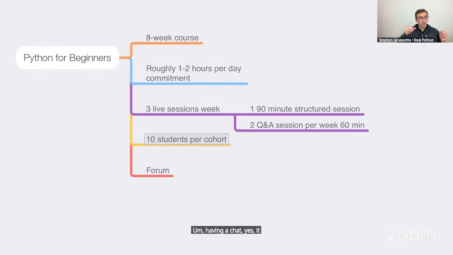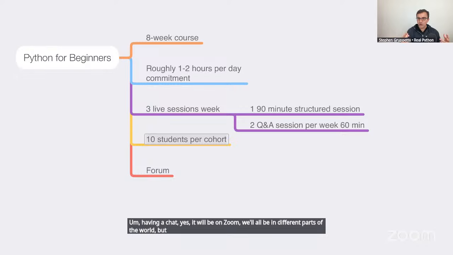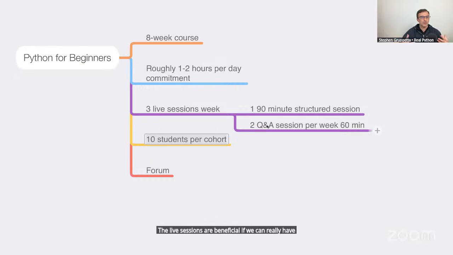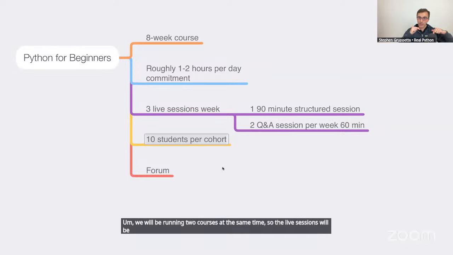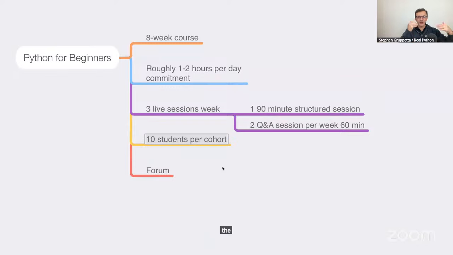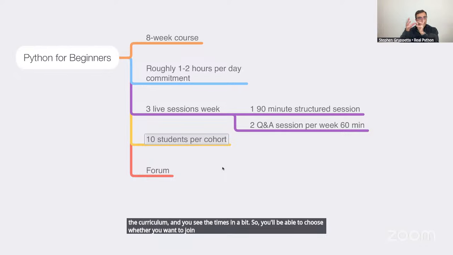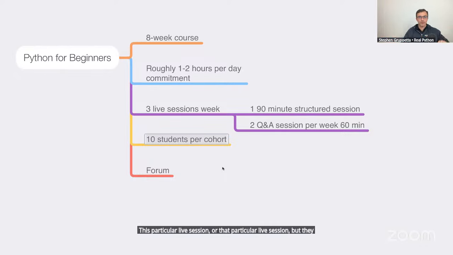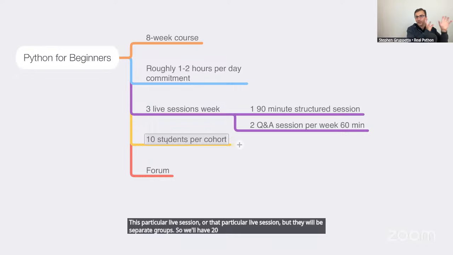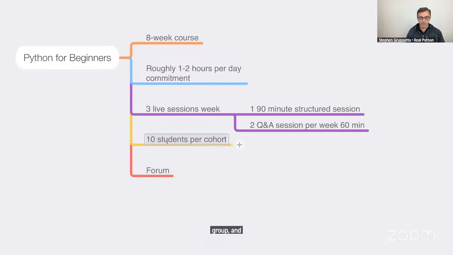Yes, it will be on Zoom. We'll all be in different parts of the world, but it will be a much cozier group where we can have those discussions. And that's really important because the live sessions are beneficial if we can really have open discussions where no one feels they cannot ask questions because there are too many people. We will be running 2 courses at the same time. So the live sessions will be at different parts of the day. I'll show you the curriculum and you'll see the times in a bit. So you'll be able to choose whether you want to join this particular live session or that particular live session, but they will be separate groups. So we'll have 20 students in all, 10 in one group and 10 in another group.